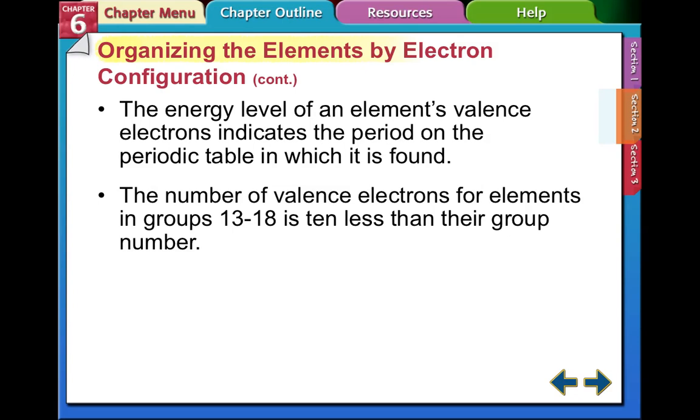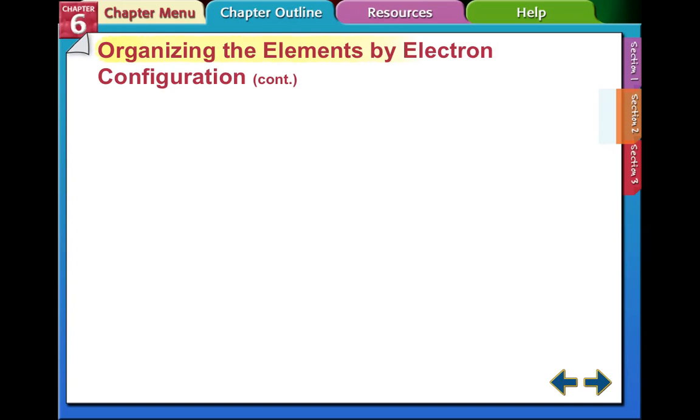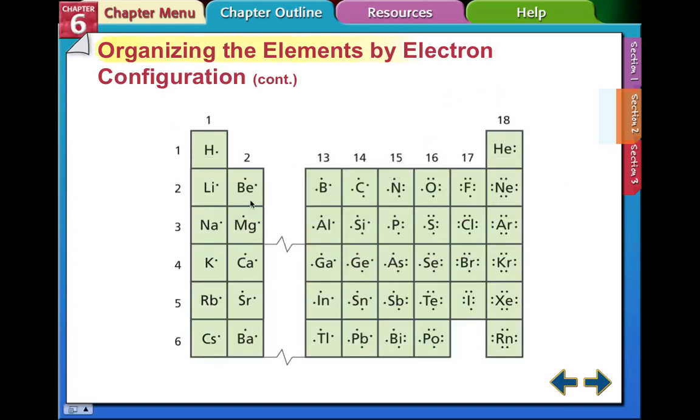The highest energy level of an element's valence electrons indicates the period on the periodic table in which it is found. Remember, a group is the column, a period is the row. The number of valence electrons for an element in groups 13 through 18 is 10 less than their group number. If you look at the periodic table that you wrote on, you can see group 1, each element in the group has 1 valence electron, 1 electron in its outer shell.